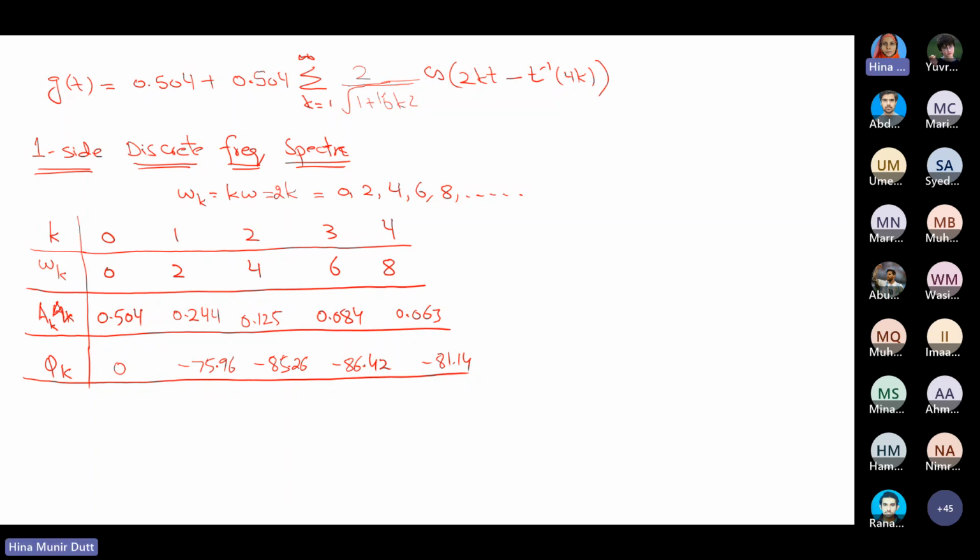So first I will plot the one-sided amplitude spectrum. Omega k on this side and Ck on this side.